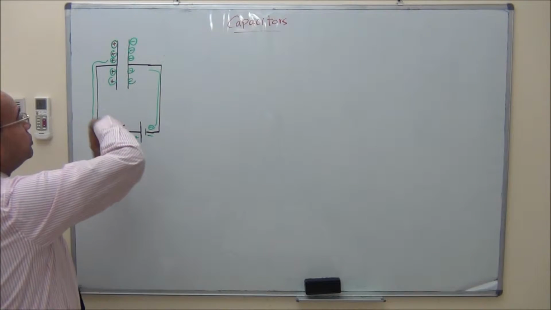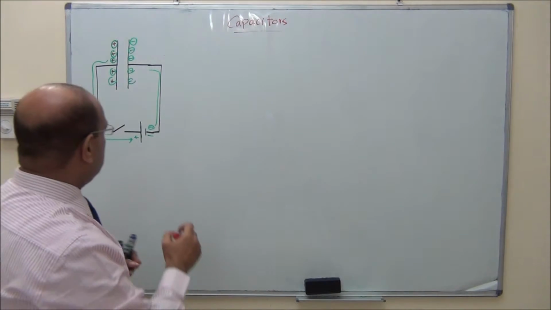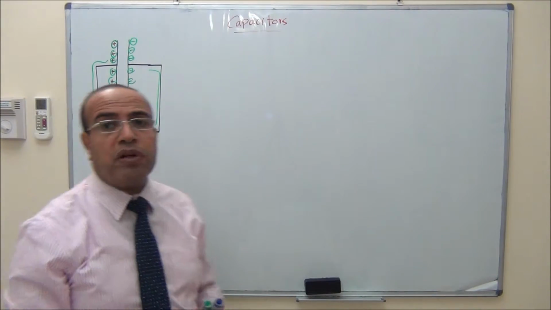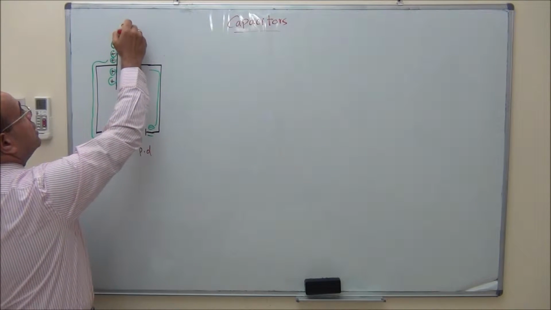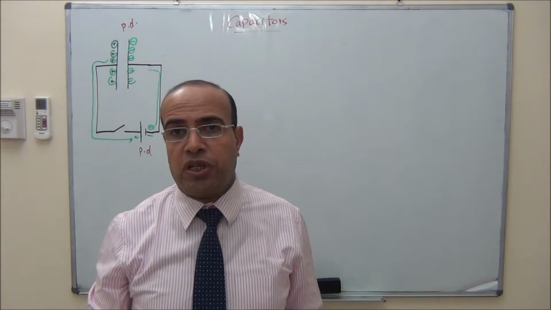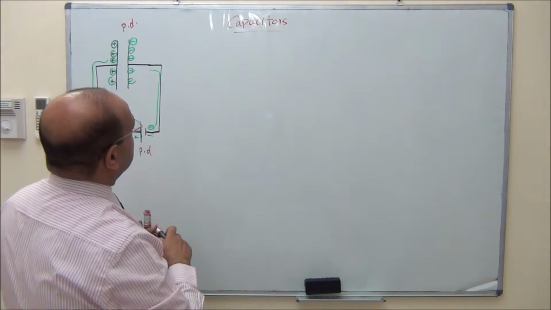This process will continue, and then it will be stopped when the potential difference of the cell equals the potential difference between the plates. In this case, we say the capacitor is fully charged. So charging the capacitor is like this.